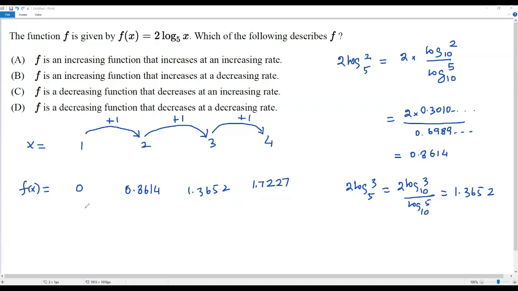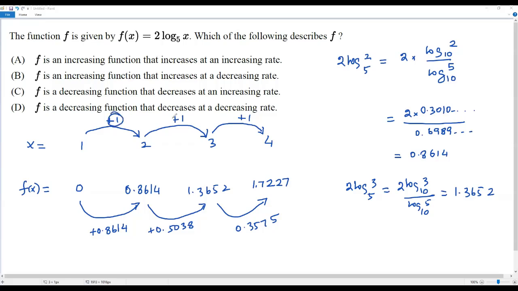Now let's see how f of x changes. When the value of x is increased from 1 to 2, look at it, f of x increases from 0 to 0.8614, that is by 0.8614 units. When x increases from 2 to 3, f of x increases from 0.8614 to 1.3652, that is by 0.5038. When x increases from 3 to 4, f of x increases from 1.3652 to 1.7227, that is by 0.3575.